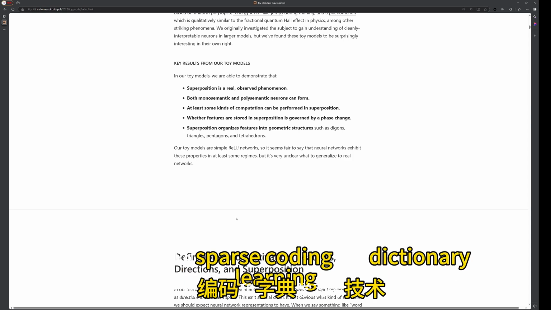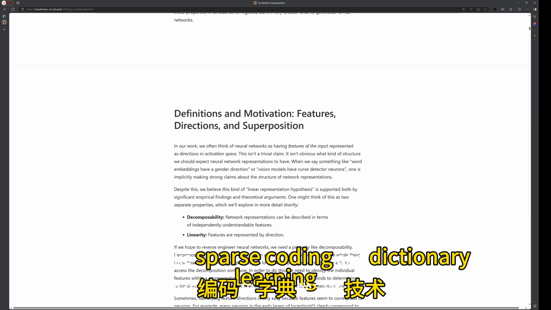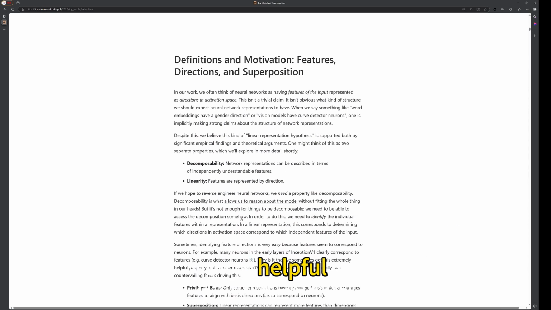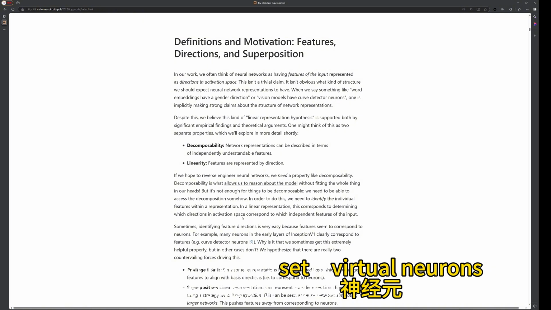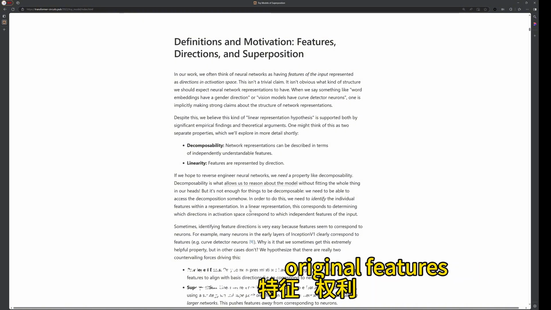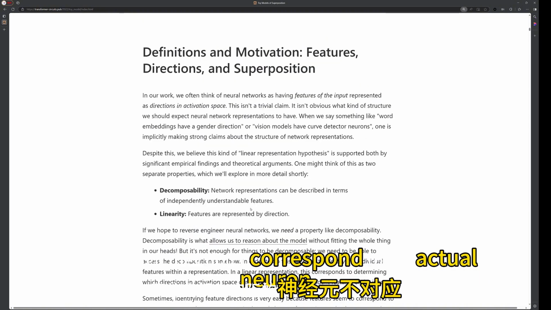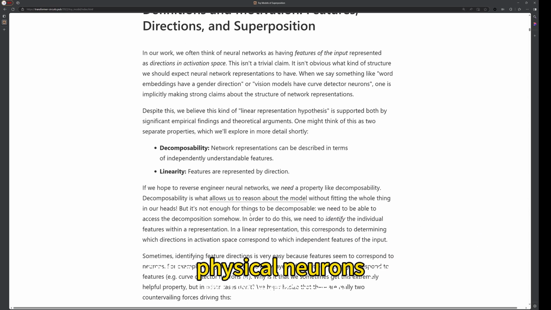Exactly, yeah. Techniques like sparse coding and dictionary learning might be helpful here. So we're trying to identify a set of virtual neurons that represent the original features, even though they don't correspond to the actual neurons. So the physical neurons, yeah.